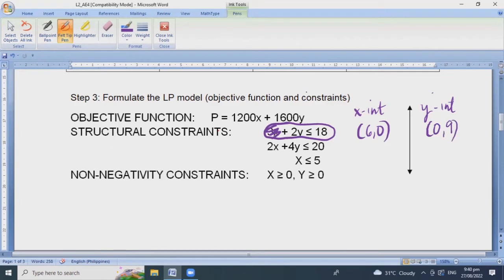And then for the next constraint, we have this given 2x plus 4y less than or equal to 20. Get the x-intercept, cover y. So 2x less than or equal to 20. 20 divided by 2 is 10. So 10 comma 0. And then y-intercept, cover x. So 4y less than or equal to 20. So 20 divided by 4 is 5. So 0 comma 5. Okay, and then the last one, this given x less than or equal to 5, just graph it. We can easily graph it.